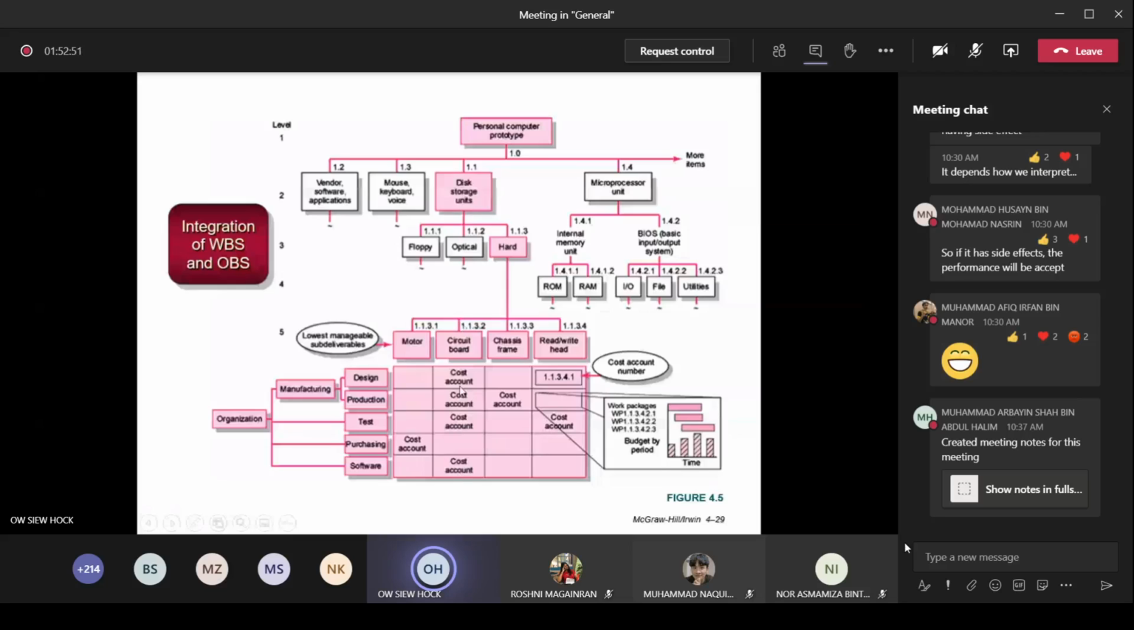At this crossing point, the intersection point, is known as the cost account. Each level is assigned a number. Level 1 is known as 1.0. For level 2, the first one you can put is 1.2, 1.3. Of course, you can put 1.1, up to you. This one, they put it as 1.1 here, then 1.2, 1.3, and then 1.4, 1.5, and so on. The lower level under 1.1 will be 1.1.1, 1.1.2, 1.1.3. The lower level of 1.1.3 is 1.1.3.1, 1.1.3.2, and so on.